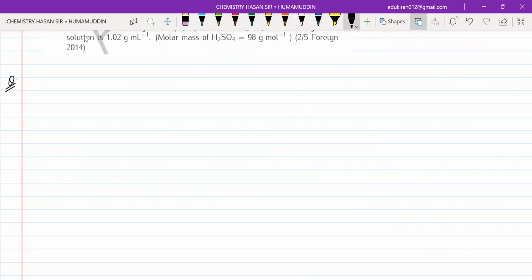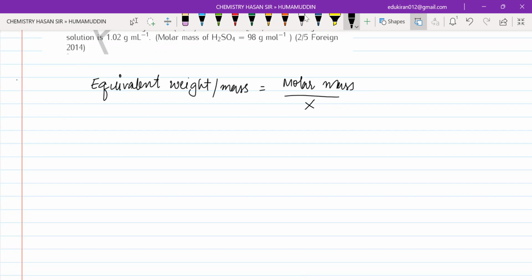So I'm going to write the formula again of equivalent weight or mass, which is equal to molar mass upon X. Molar mass upon X. So if I'm going to give you, calculate equivalent weight of following.